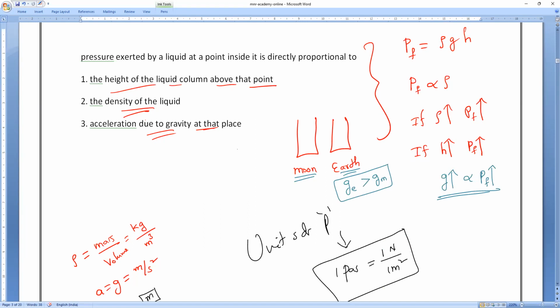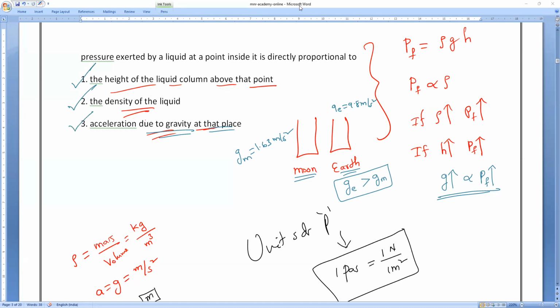So the moon's gravity is just 1.63. Earth gravity is how much? 9.8 meter per second square. So that is the reason. At a given place, the g value decides the pressure exerted by liquids. I hope you all understand. So these are the three factors which affect the pressure exerted by fluids.